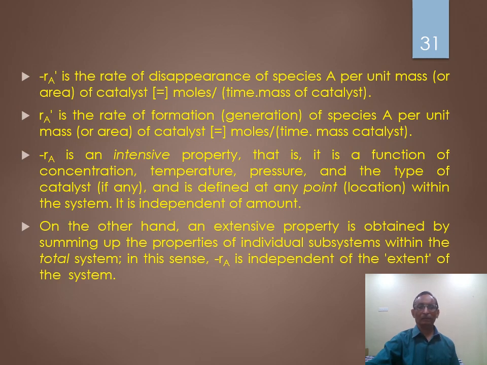On the other hand, an extensive property is obtained by summing up the properties of individual subsystems within the total system. We have taken delta G, which is the summation of those. In this sense, minus RA is independent of the extent of the system. So this way, you have to define intensive and extensive properties.